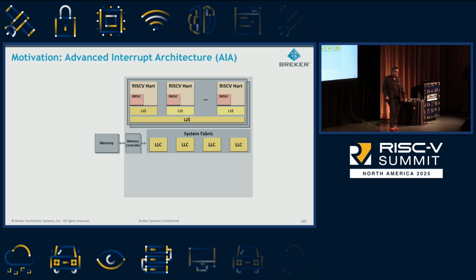Second motivation, this advanced interrupt architecture, right? This is not a CPU-oriented thing. This is a system-oriented thing. And the idea is, how do you get interrupts routed around in a big SoC? And the principle of operation is that there are two major pieces to the AIA. There's something called the IMSIC, the incoming message signaled interrupt controller. So message signal interrupt, what does it mean?